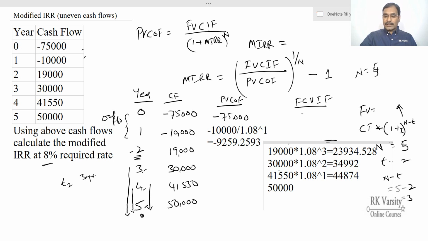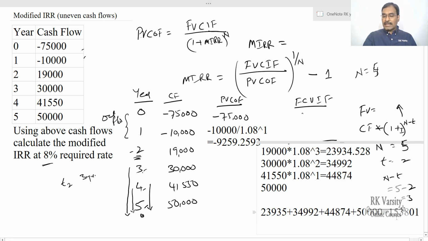Now the total cash inflows are 23,935 plus 34,992 plus 44,874 plus 50,000. This gives you a cash inflow of 153,801, and our cash outflows are here.